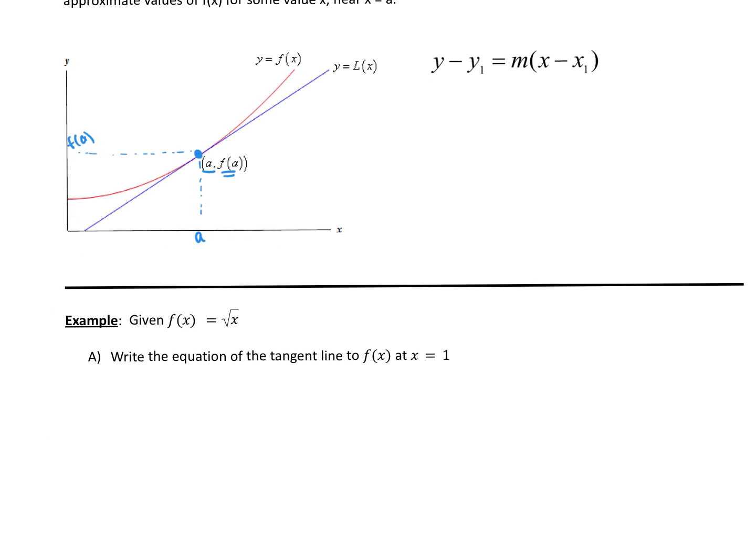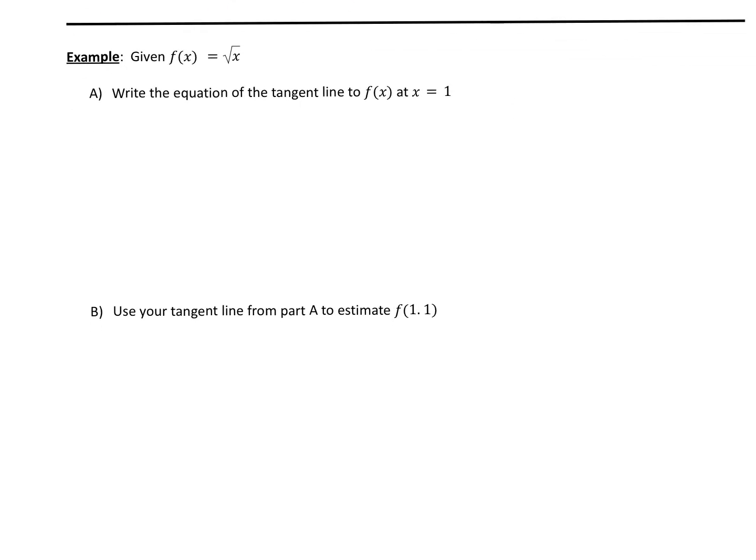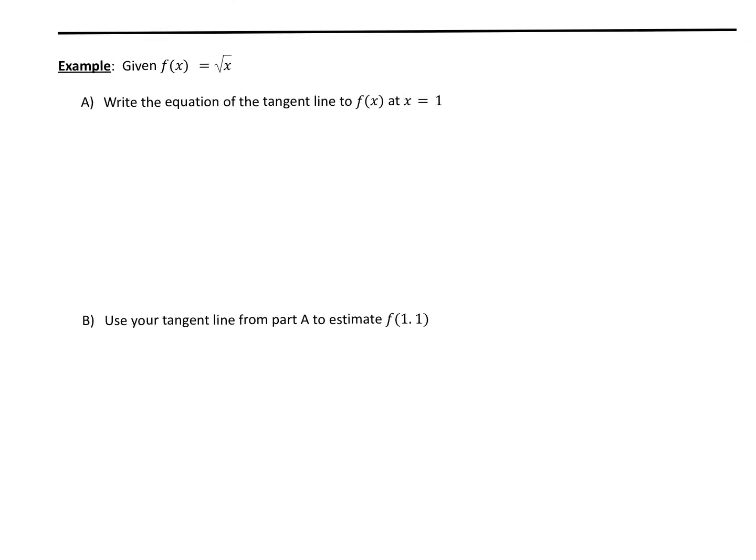So let's go through an example. Example number 1 here says, given f of x is equal to the square root of x, write the equation of the tangent line to f of x at x equals 1. Okay, well, we know to write the equation of a tangent line, we need two things. We need a point and we need a slope. In order to find the point, we plug into the original equation, f of x. And in order to find the slope, we plug into the derivative, f prime of x.